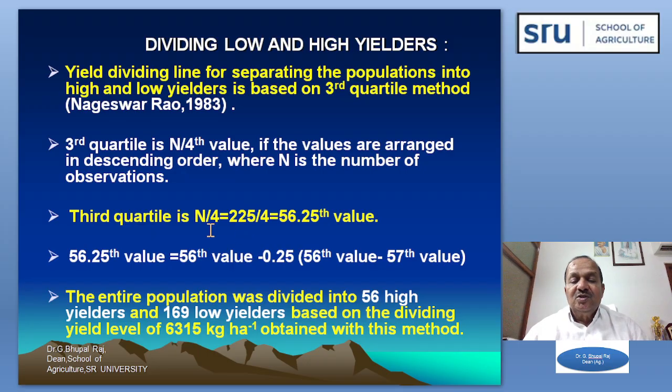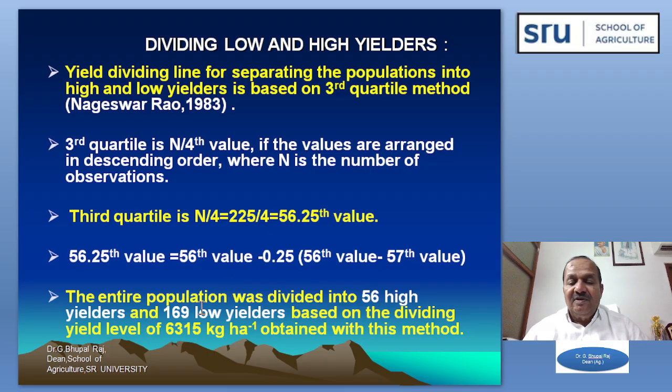For example, our population is 225 chili farmers' data, 225 spots collected. So n by 4 means 225 by 4, which comes to 56.25th value, so the 56th value. Suppose we have arranged in descending order and count from the upper side. The 56th value minus 0.25 times the difference between the 56th and 57th values gives the actual demarcating value.